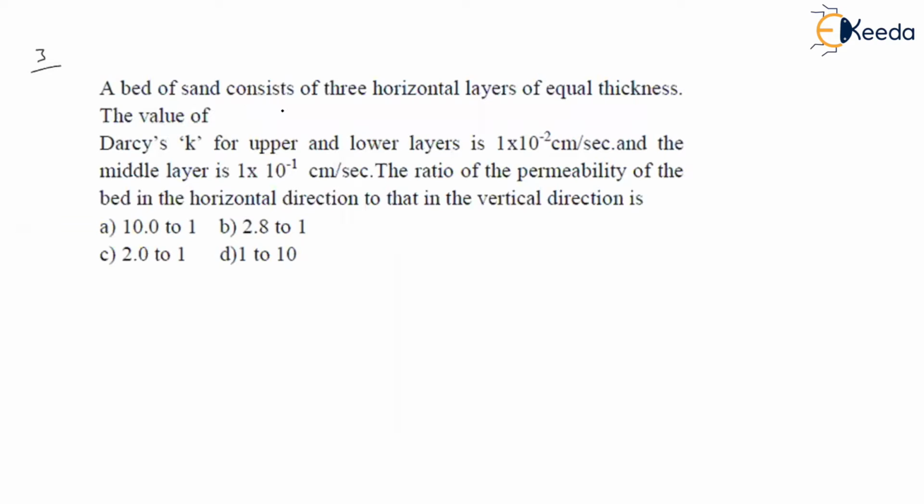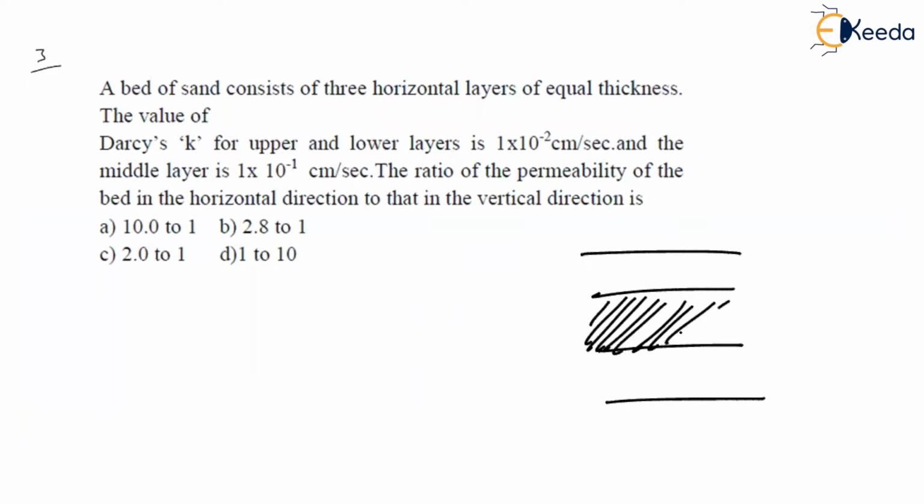A bed of sand consists of 3 horizontal layers of equal thickness. Okay, there is a bed and there are 3 horizontal equal layers, like horizontal layers 1, 2, 3. Imagine there are 3 different layers. What they have given: Darcy's coefficients for the upper and lower layers. That means for the upper layer, what is the permeability they have given? 10 power minus 2 centimeters per second, and also for the bottom 1 into 10 power minus 2 centimeter per second. And for the middle layer, they are telling that it is 10 power minus 1 centimeter per second.